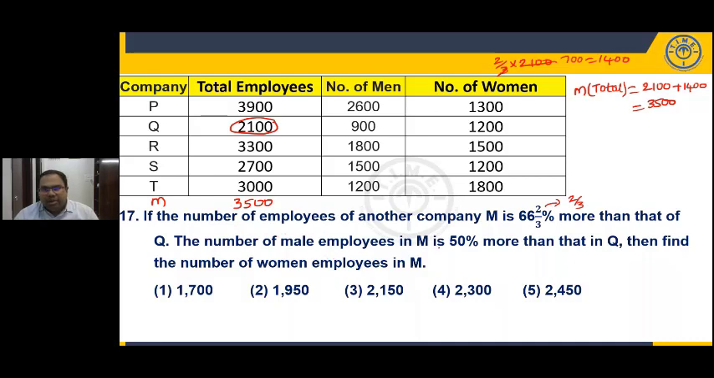Number of male employees in M 50% more than Q. So obviously 50% more. This is 900. 50% is half. 450 more. 900 plus 450 is 1350. So number of women employees in M. So subtract number. So 50 plus 50 is 100. 14 plus 21. If I subtract 2150, option 3. Correct, Bharti? But you have to be a little fast, all of you. Simple question. Now it's not a difficult question.